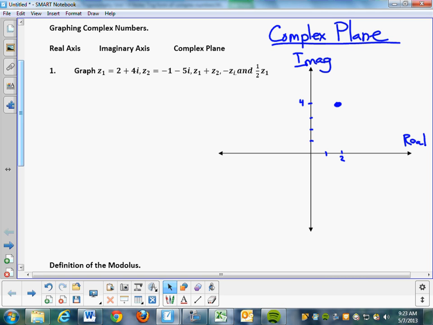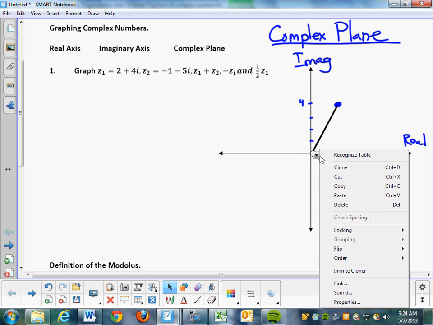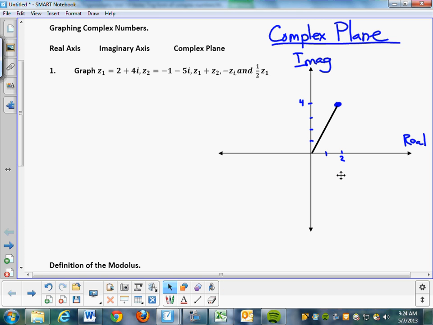I am going to attach a line to it from the beginning, because that line is going to be very important to us in the near future. But that does represent the graph of z sub 1. Any questions how I got that? Okay, on your own, go ahead and graph z sub 2. I'll graph it along with you, see if you got the right thing.